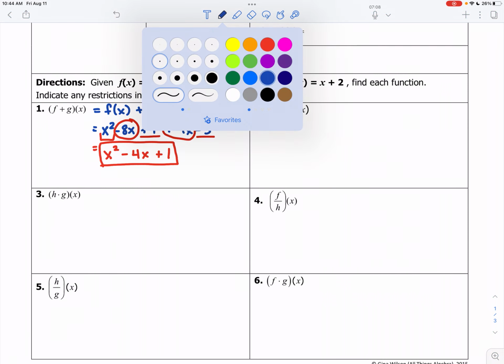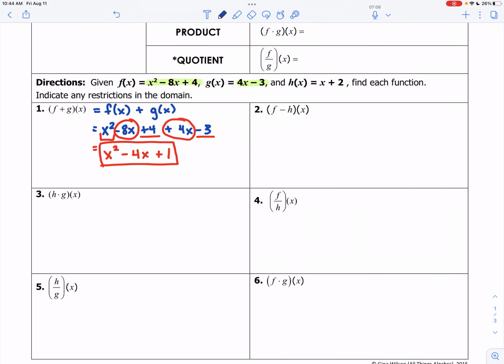Now looking at number 2, when we're subtracting, now we're going to be subtracting f of x minus, and then our h of x. Now we're looking at not just the f of x, but now this h of x. So when we write this down, we have our x squared minus 8x plus 4 minus, and then in parentheses, we have to put our h of x, x plus 2.